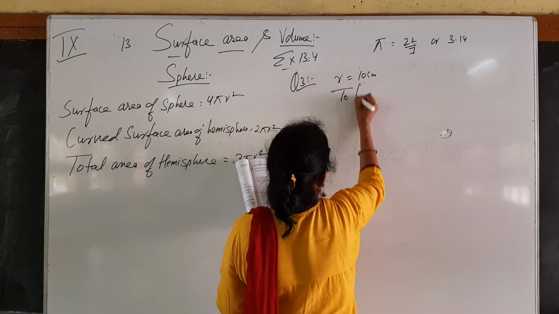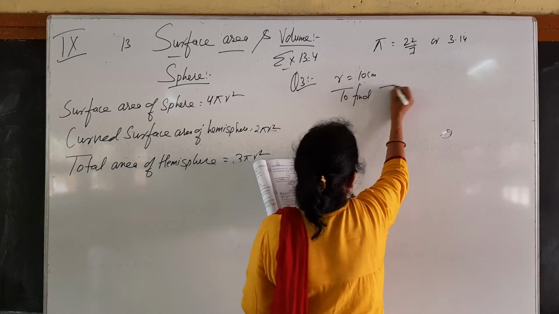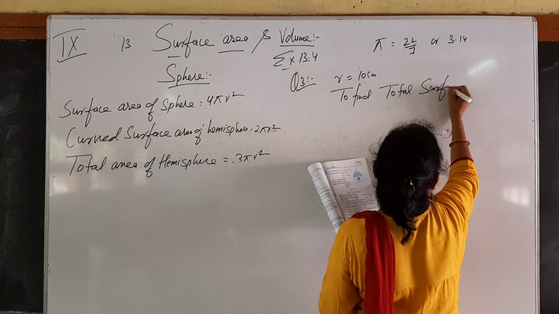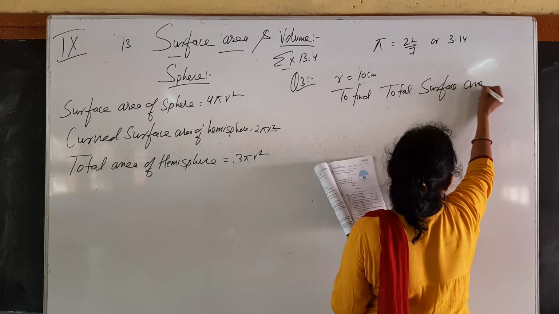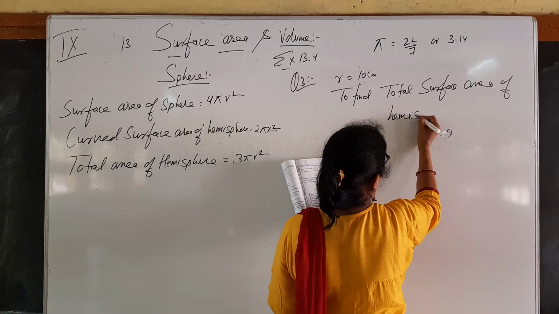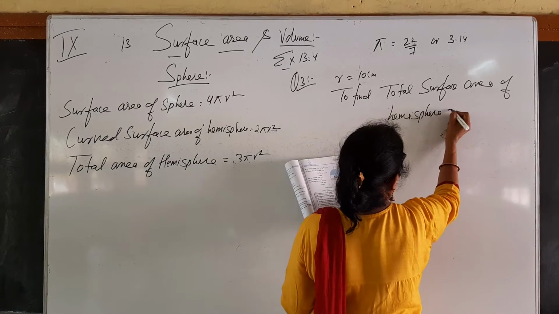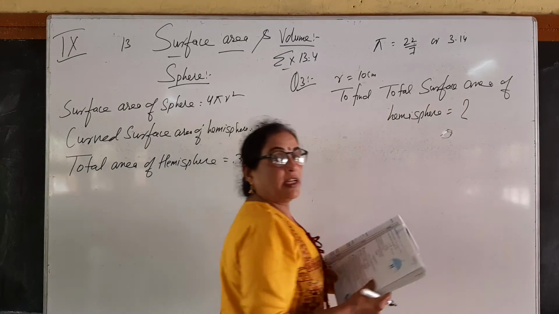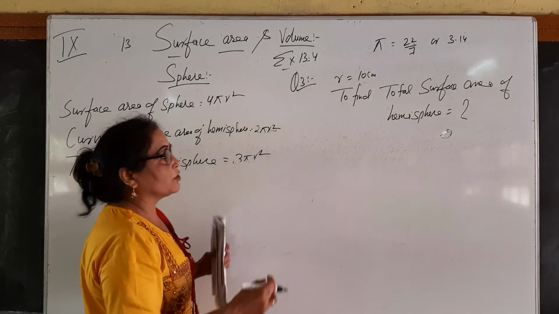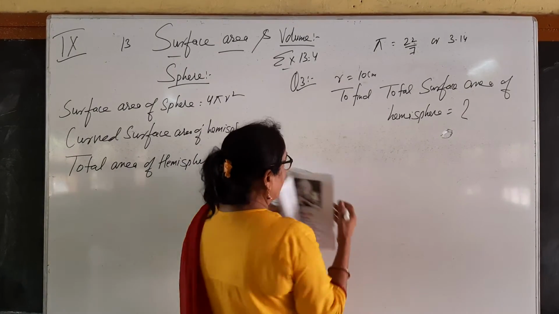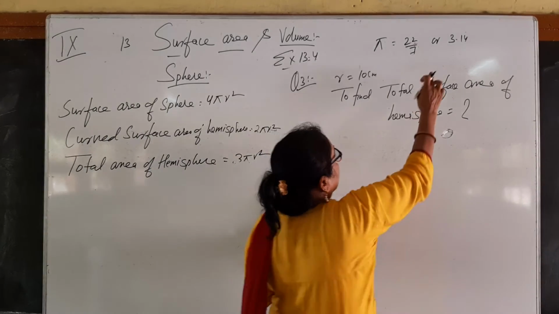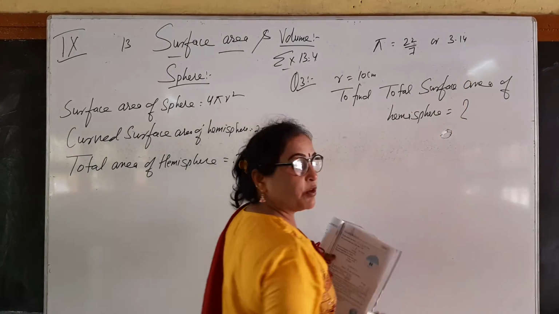To find the total surface area of hemisphere, this we have to find, and total surface area of hemisphere is equal to 3 pi r square. So here the value of pi is given. We have to use the value of pi as 3.14. This value we have to use.